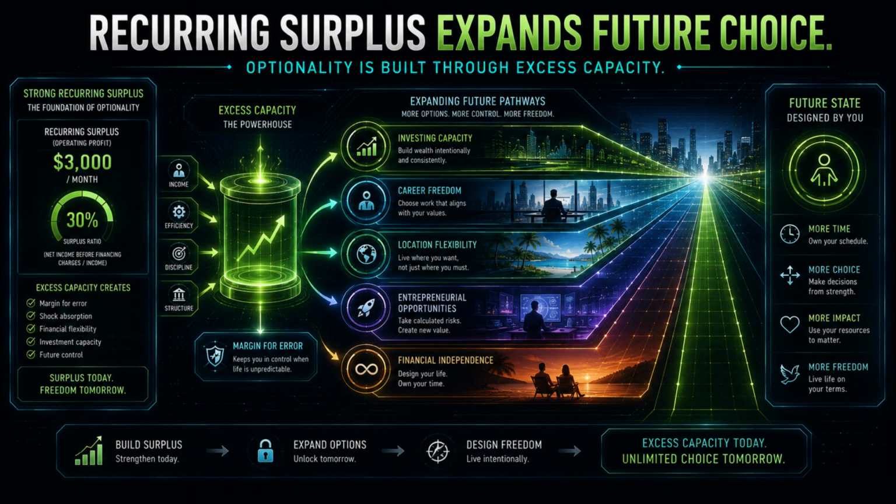Ultimately, strong recurring surplus creates something much larger than savings. It creates optionality. Because recurring surplus allows the system to absorb shocks, invest consistently, preserve liquidity, avoid forced decisions, and pursue future opportunities. This is why recurring surplus is foundational, because systems without recurring surplus often become structurally reactive, while systems with strong recurring surplus become strategically adaptive.